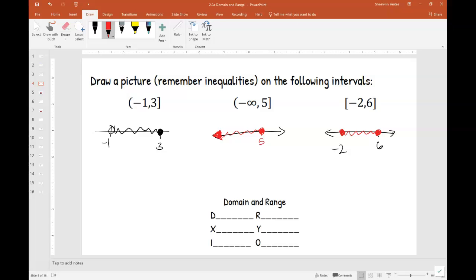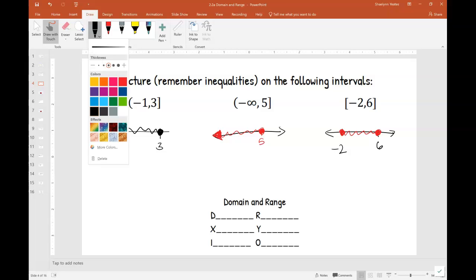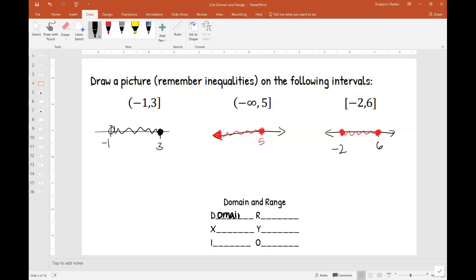So domain and range, we're going to be using interval notation again, but we're going to be talking about something slightly different this time. So domain goes with your x values, which is your inputs. Range goes with your y values and is your outputs. In other words, domain is what you put in, range is what you get out. Domain is left to right, range is up and down if we're looking at a graph.